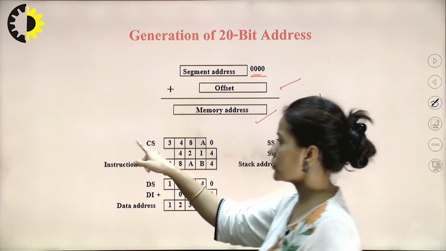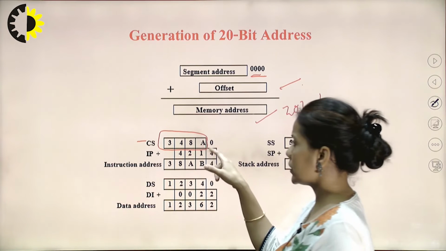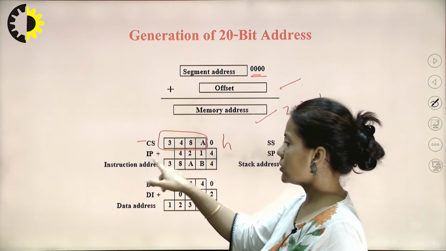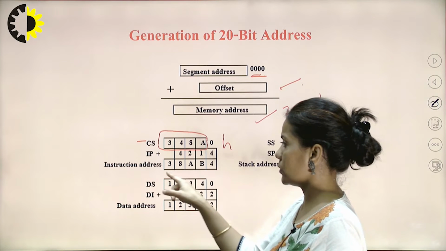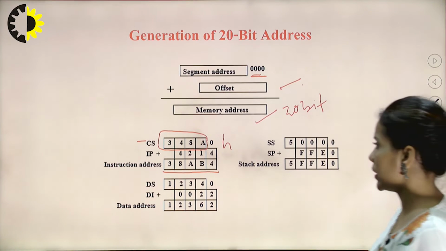So here suppose the code segment is holding this value. It is being shifted by 4 bits. This is a hexadecimal, so it is represented by a single digit. Now the value of IP is 4214, so it will be added to this value, and it will give 38AB4. So this is the final 20 bit physical address.